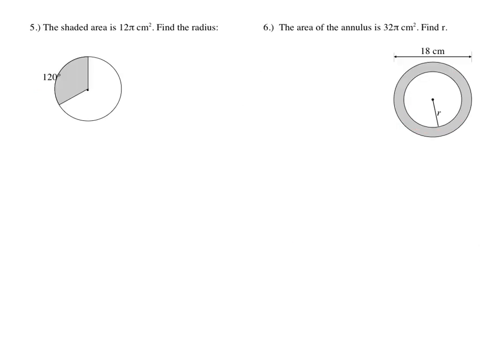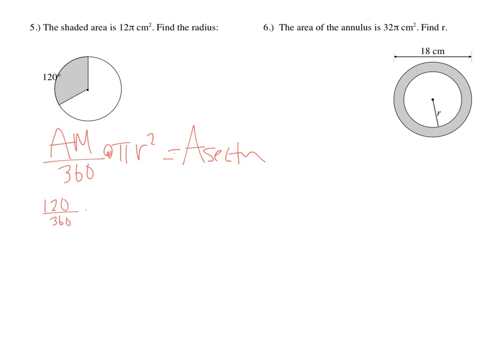All right, so here we have one where we're going to work backwards. We know the shaded area is 12 pi, and we are going to find the radius. So since this is a sector, let's go ahead and do our sector formula to help us remember that. We have arc measure over 360, that's our fraction, multiplied by pi r squared, which is the area of our circle, and that's going to give us the area of a sector. Okay, so the arc measure is 120, so 120 over 360, that's the fraction, multiplied by, we don't know the radius, so we're just going to leave it as pi r squared, and that's going to equal 12 pi.